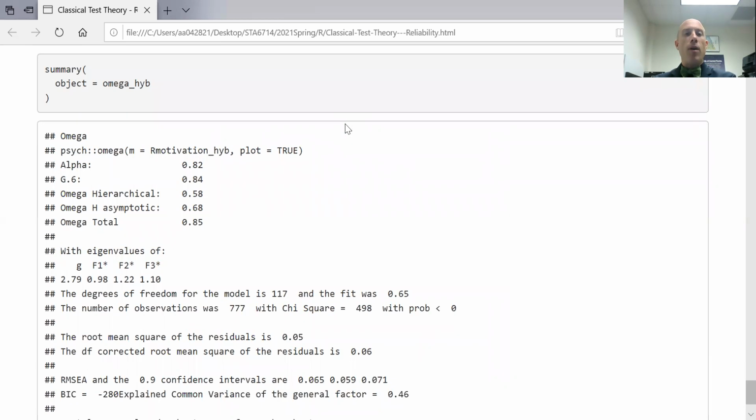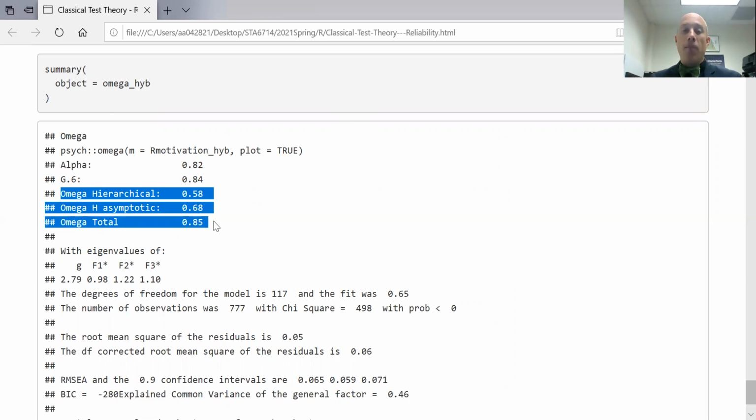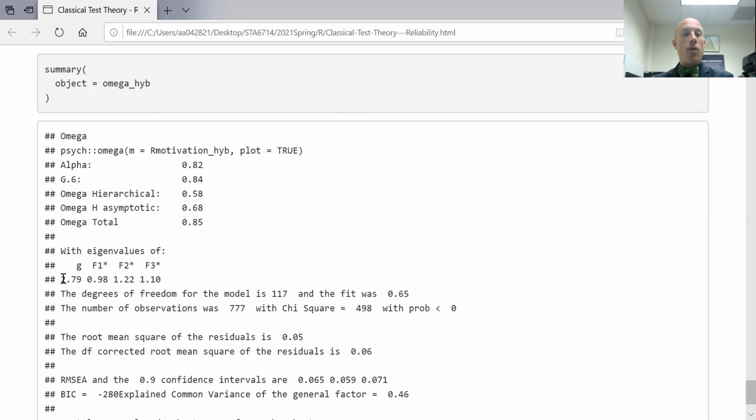All right, now here's the summary of McDonald's omega. Here we see our alpha, we see our G6, another measurement of reliability. We have 3 different omegas. Remember I said previously that psychometricians have nuanced reliability measurement a lot. There are no shortage of ways to measure reliability. Here are 3 that are connected to omega. And here are the eigenvalues connected to the factor analysis.